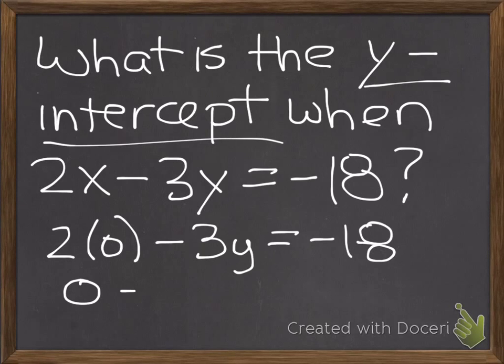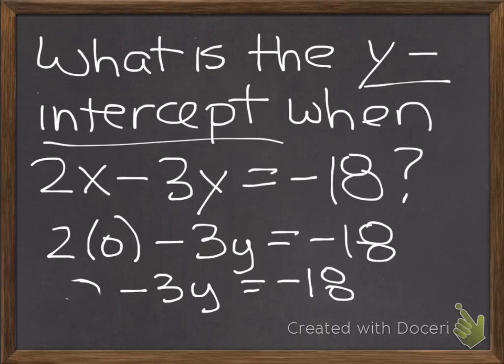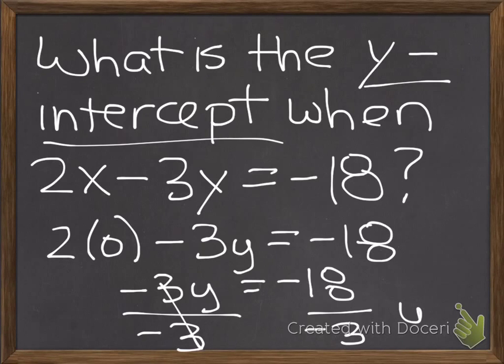So I have 2 times 0, or 0, minus 3y equals negative 18. So 0 doesn't need to be written there, so I have negative 3y equals negative 18, so I need to divide by negative 3 to get y by itself. So y would be positive 6, and this would be the y-intercept.